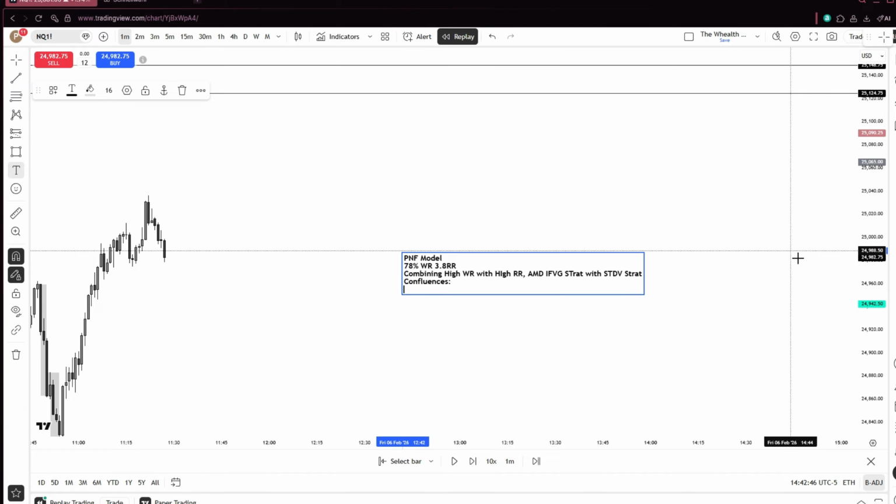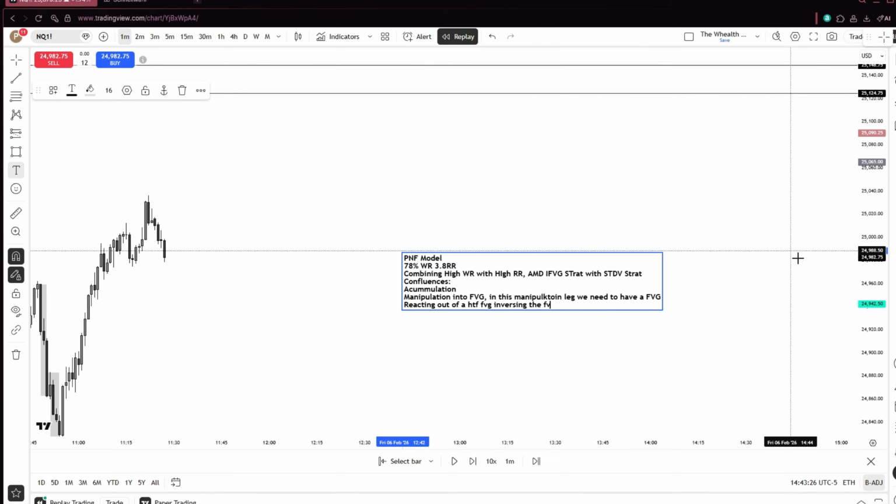Let's go over the confluences finally. So we have accumulation, very important. Then I have manipulation, tapping into a higher time frame fair value gap. It doesn't have to mean a higher time frame fair value gap, but a significant fair value gap, something you see directly when you look at the screen. You really gotta see this directly. In this manipulation leg, we need to leave a fair value gap for us to inverse later on.